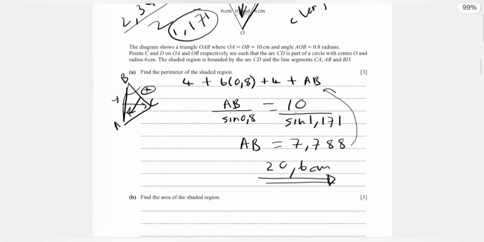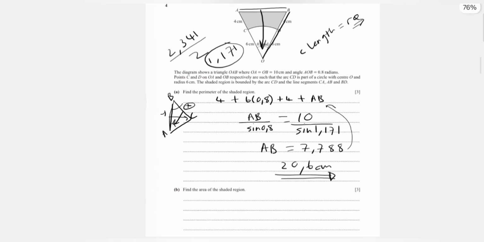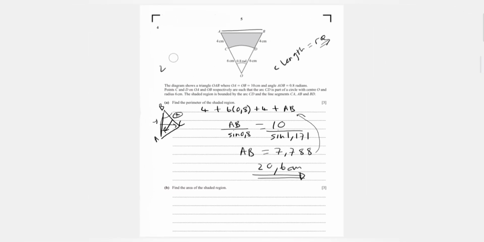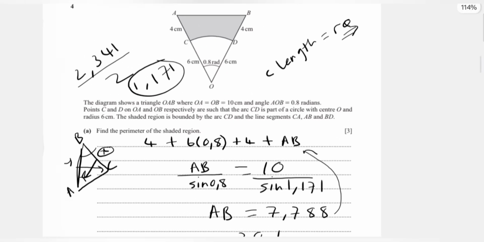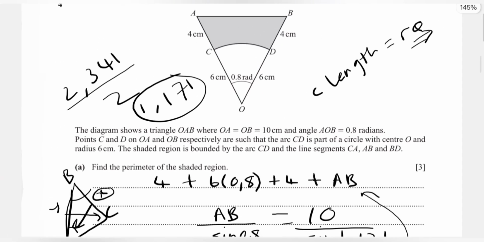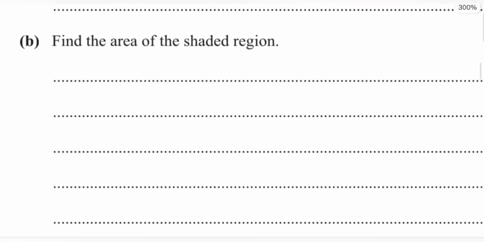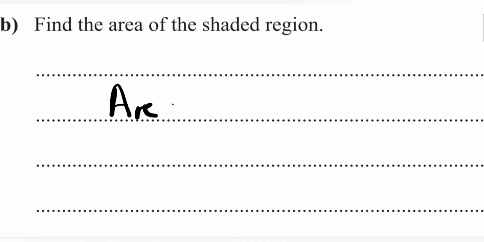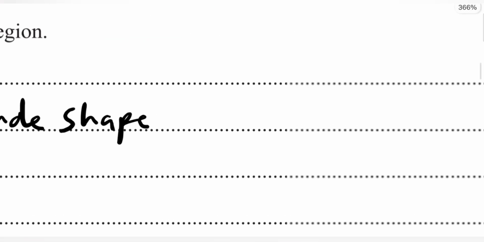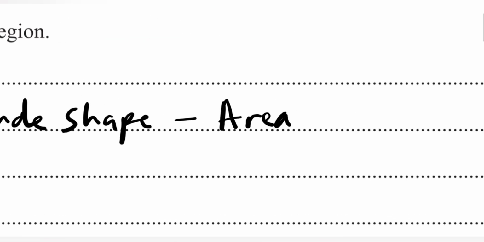And for part B, saying find the area of the shaded region. I might need that. Oops. So for us to get the area of the shaded region, we can say area of the whole thing minus the area of the unshaded, right? So let's try that and see if it works. Area of whole shape minus area of the unshaded, right?